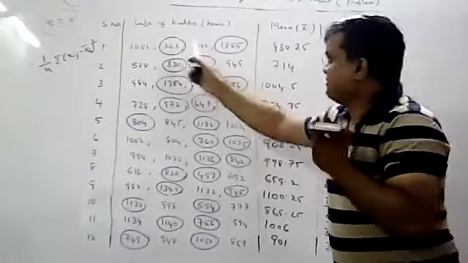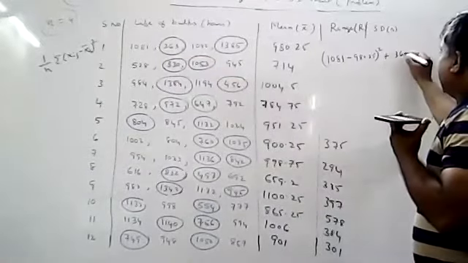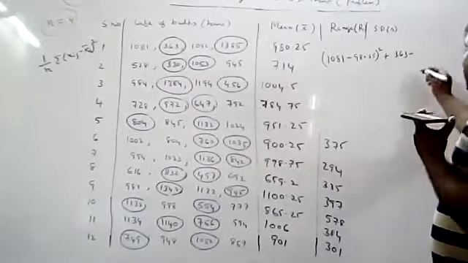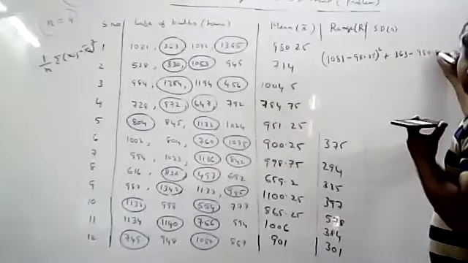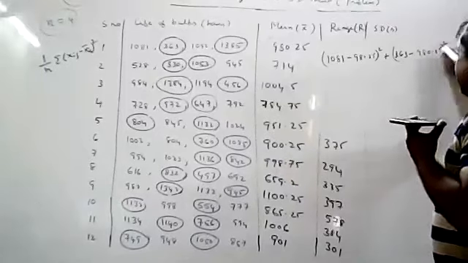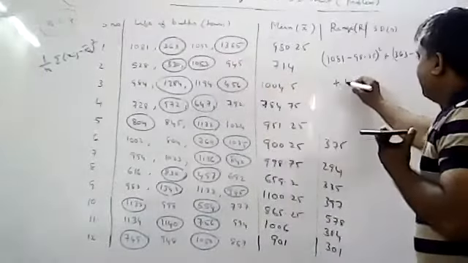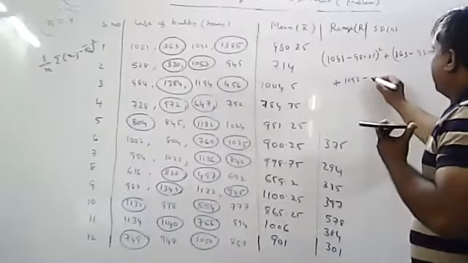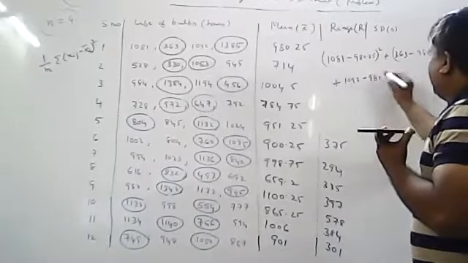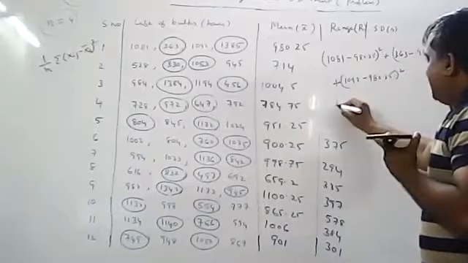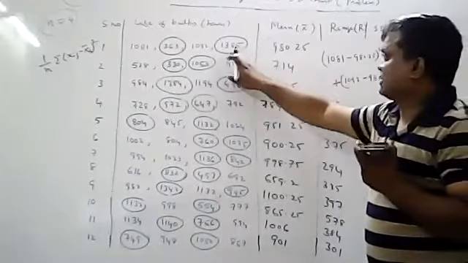What is the second value? 363 minus again the mean value 980.25 whole square. Again summation means plus. Next value, what is the next value? 1092 minus 980.25 whole square. Again plus, because one more value is there. What is that value?